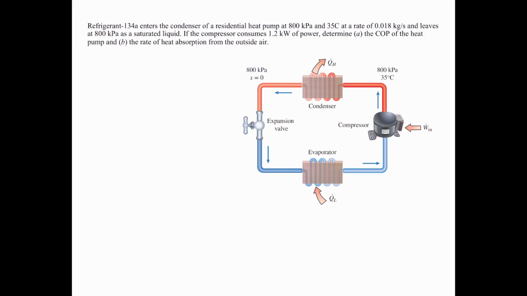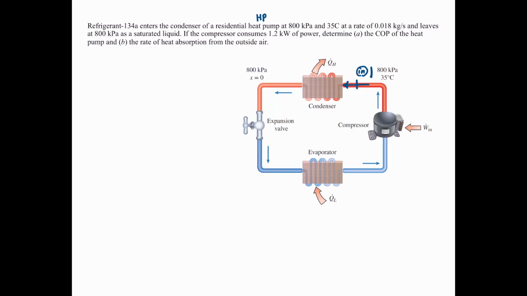Refrigerant 134A enters the condenser of a residential heat pump. So this is a heat pump problem. At 800 kilopascal and 35 degrees C at a rate of 0.018 kilogram per second and leaves at 800 kilopascal as a saturated liquid. So input to the condenser is given, let's call it in.